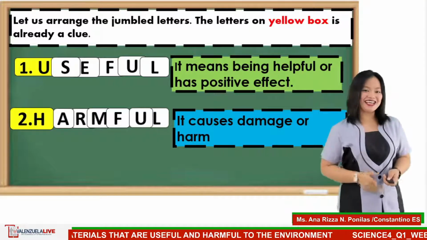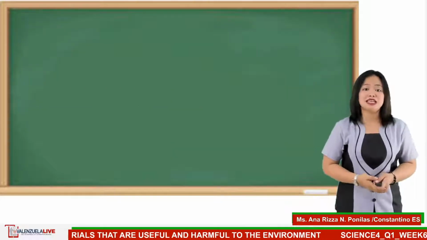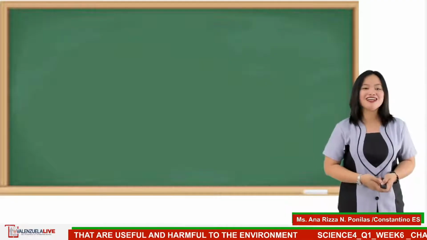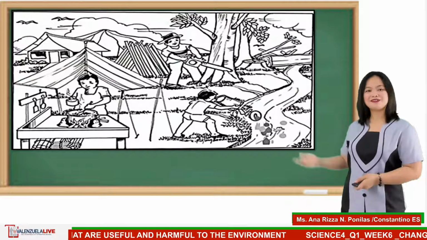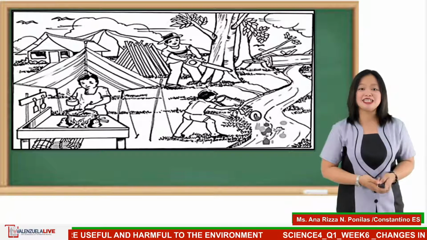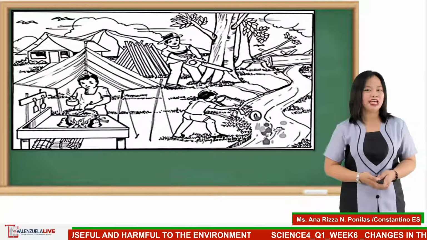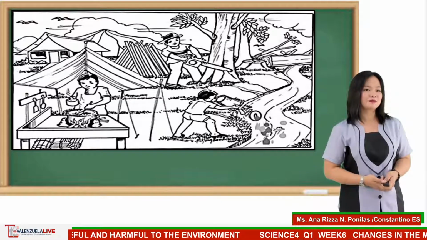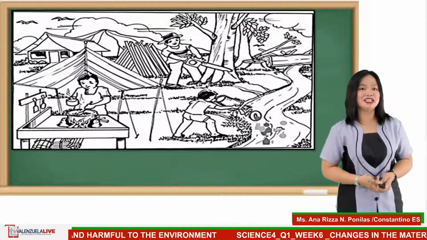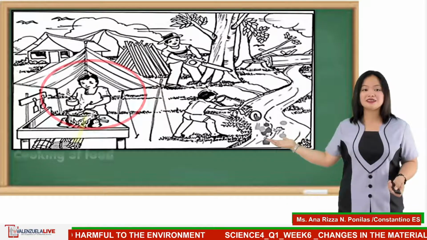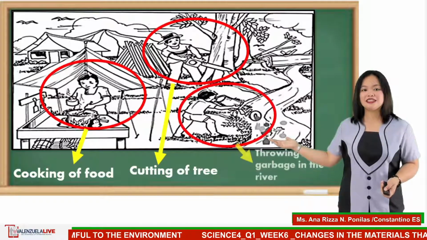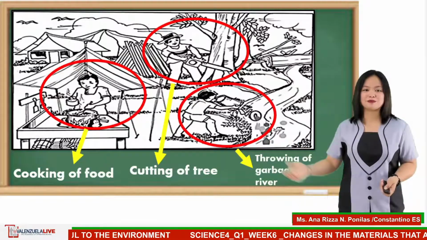Is it okay with you, kids? Some changes are useful to the environment, while others are harmful. Let's have our lesson by observing this picture. How many changes in the materials are shown in the picture? Can you identify these changes? We have 3 different changes in the materials shown in the picture. These are cooking of food, cutting of tree, and throwing of garbage in the river.